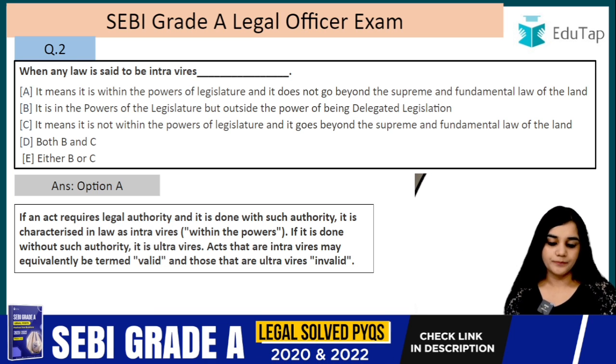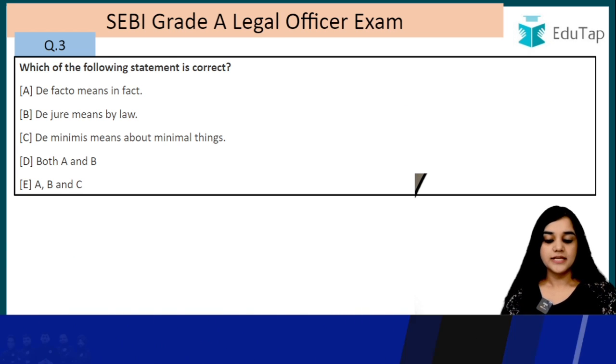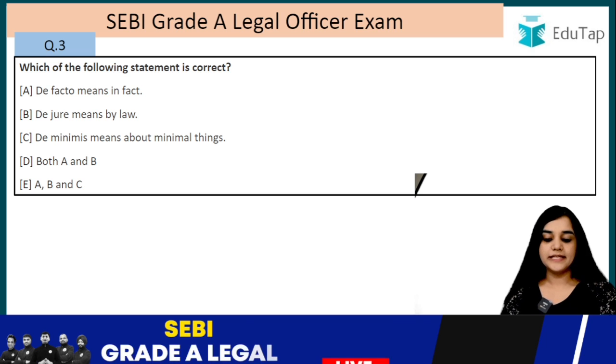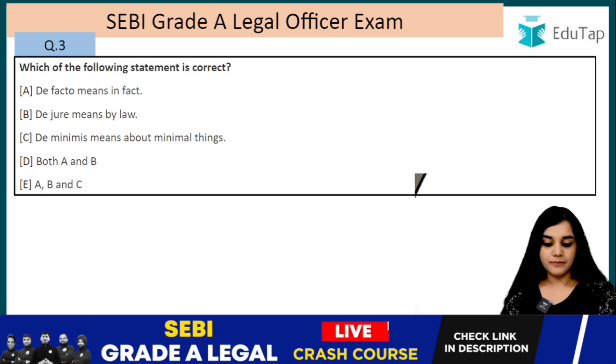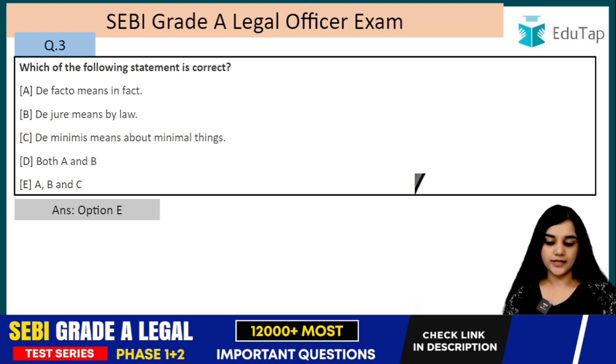Question number 3. Which of the following statements is correct? De facto means in fact, de jure means by law, de minimis means about minimal things, both A and B, A, B and C. So the answer is E, that is all of these, they are correct, right?